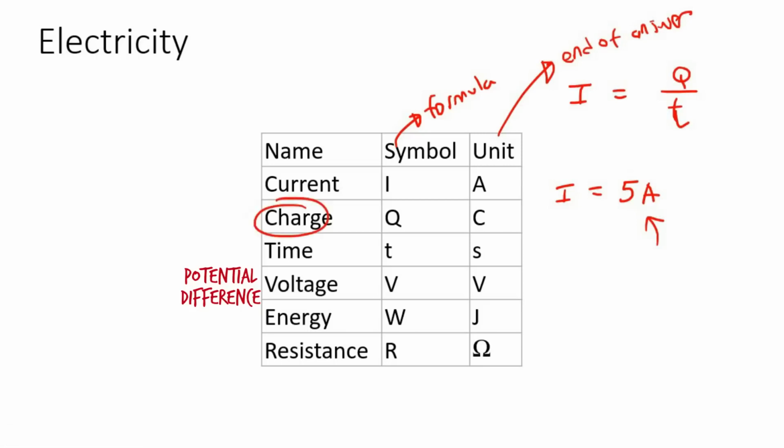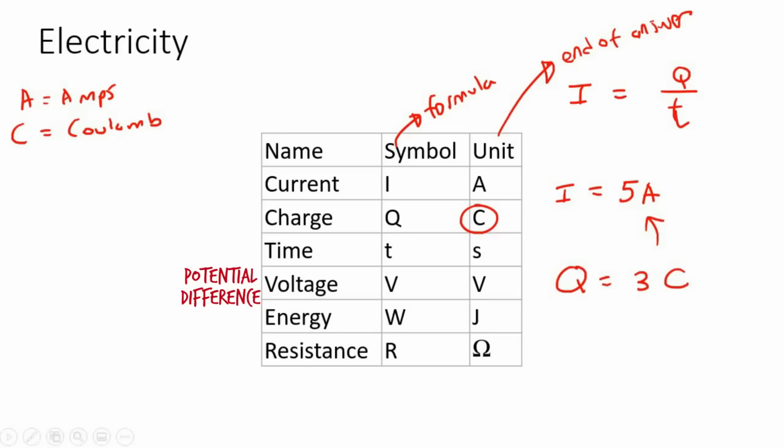Now, for example, the next one is charge. So charge, we use a Q, and when you are giving the answer, you would use a C for coulomb. Well, let me actually say that A stands for amps, C stands for coulomb, like we saw with electrostatics. So for example, you would say that the charge is equal to 3 coulombs, like that. Okay, this is all going to make more sense as we do calculations in a few moments.